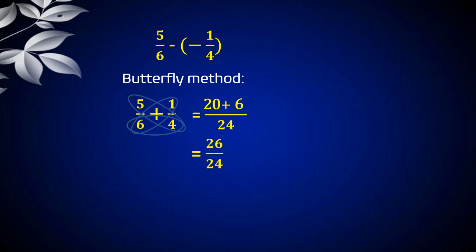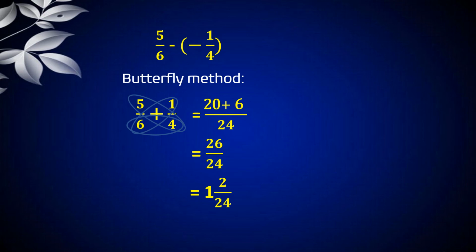So ilang 24 meron kay 26? So we have 1. Nung dinivide natin yung 26 kay 24, ang ating remainder ay 2. That's why the numerator is 2. Tapos, we only copied the denominator. So, we came up with 1 and 2 over 24.